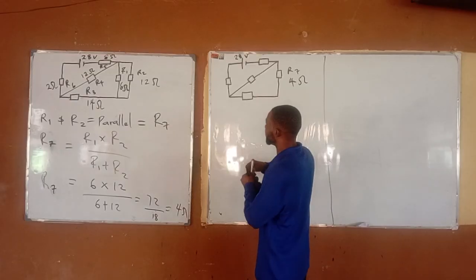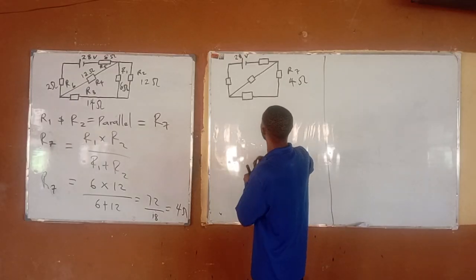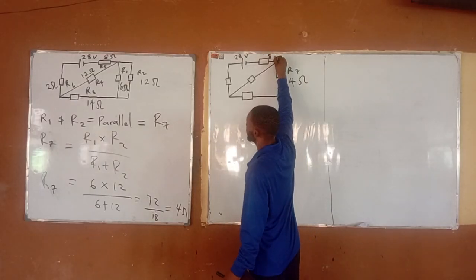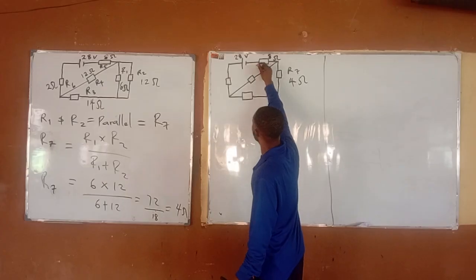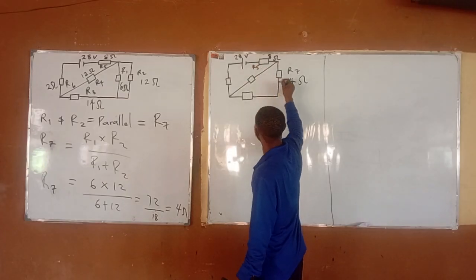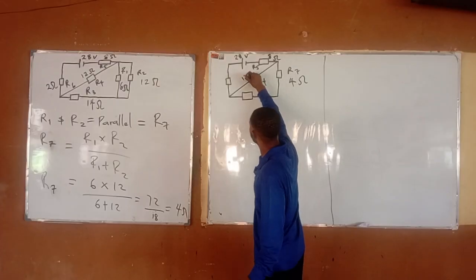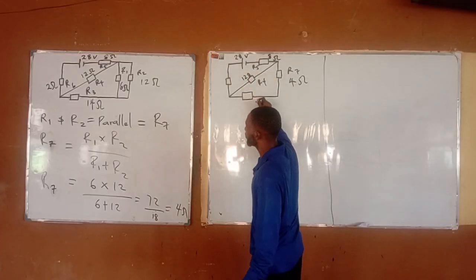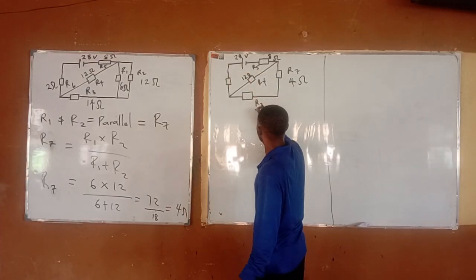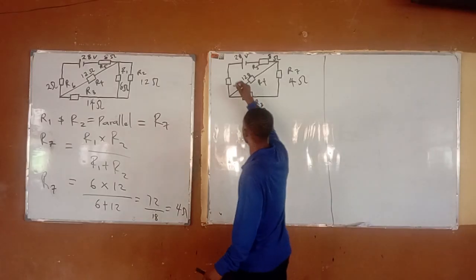So now that I have R7 as 4 ohms, I'll put every other thing back. 8 ohms, that is for R5, then R4, 14 ohms.